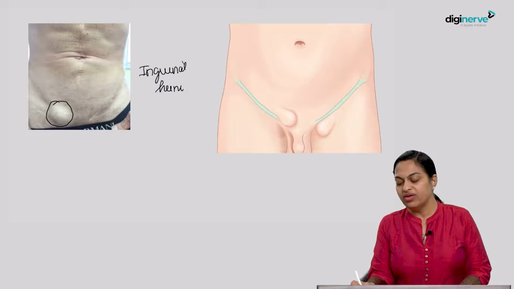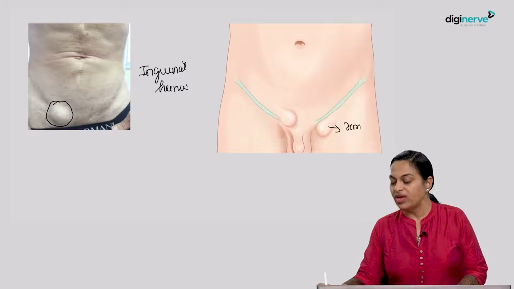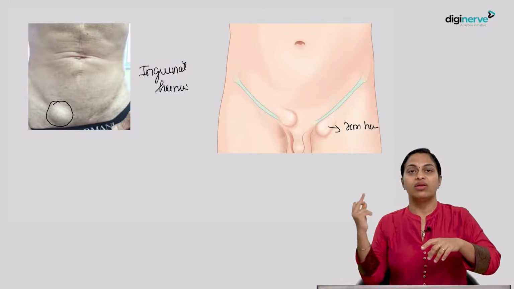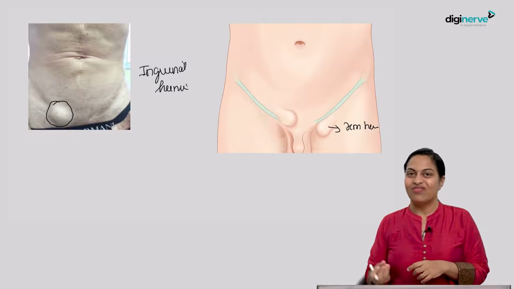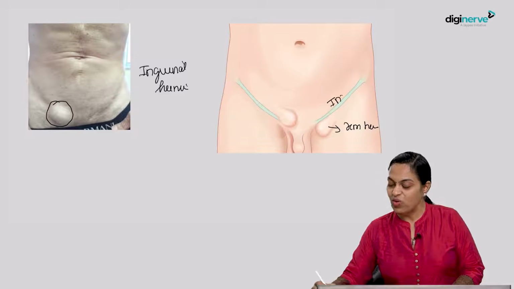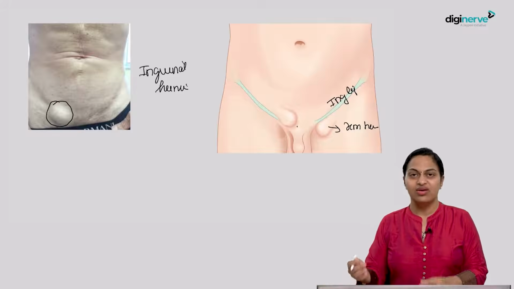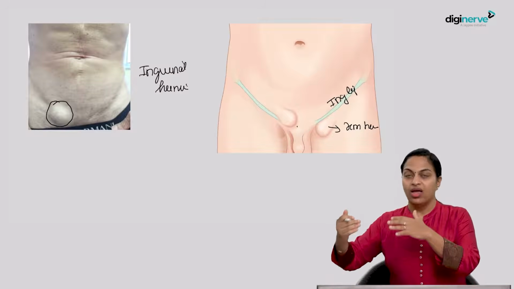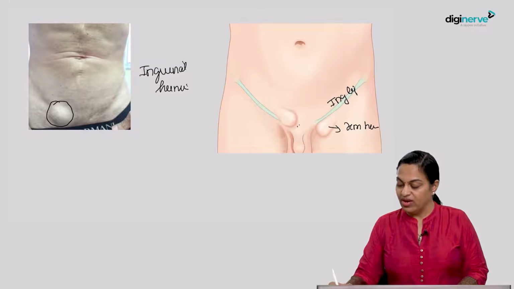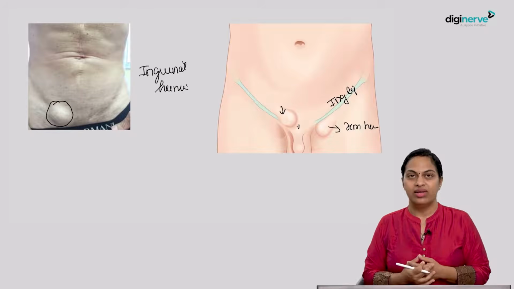Now, how do we differentiate it from the femoral hernia that we learned in the lower limb? Remember, in the femoral hernia the abdominal contents pass through the femoral ring, femoral canal, saphenous opening and then ascend up. So this is the inguinal ligament, right? As you see here, the femoral hernia lies below the inguinal ligament, below the pubic tubercle, whereas the inguinal hernia lies above the inguinal ligament.